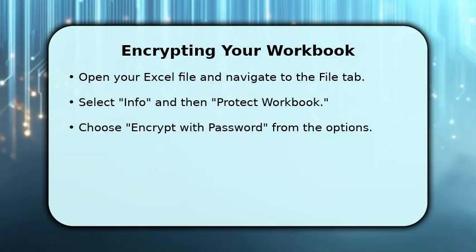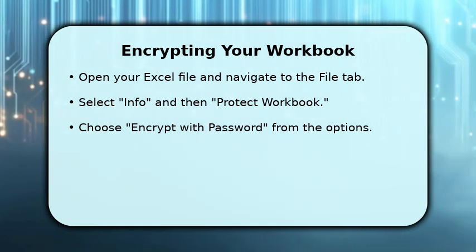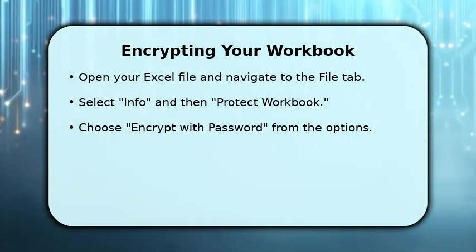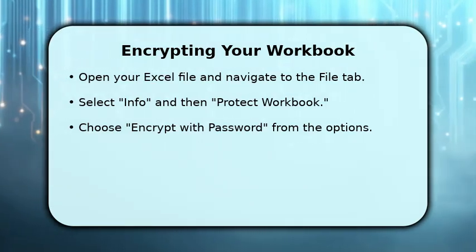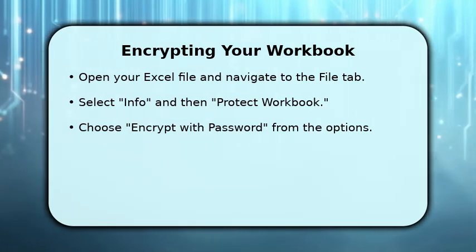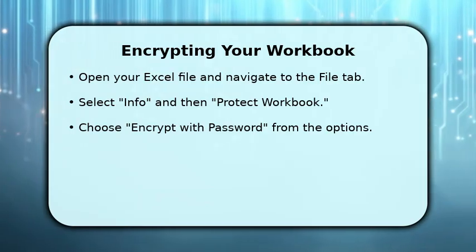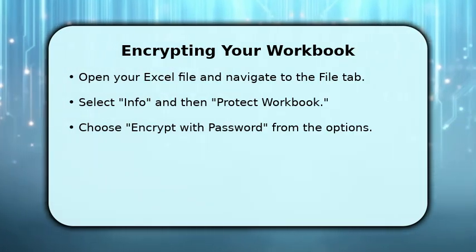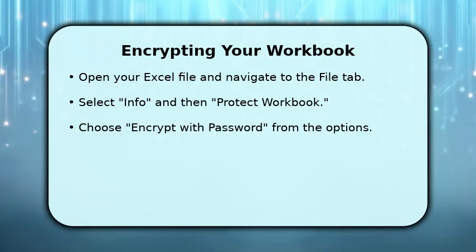To begin, open the Excel file you wish to protect. Next, click on the File tab located in the upper left corner of your screen. From there, select Info and then click on the Protect Workbook option. A drop-down menu will appear. Choose Encrypt with Password. You will then be prompted to enter a password. Type a strong, unique password, confirm it by typing it again, and click OK.